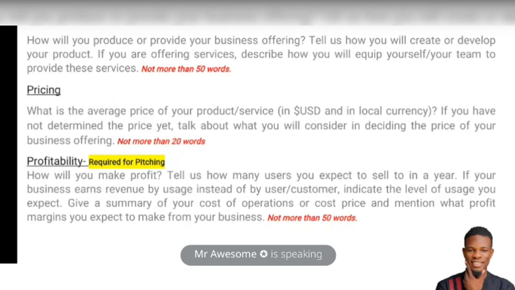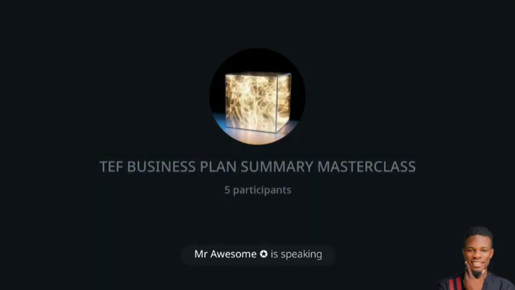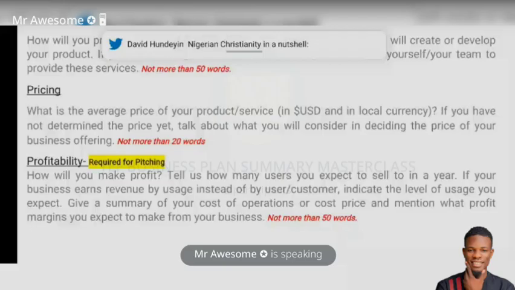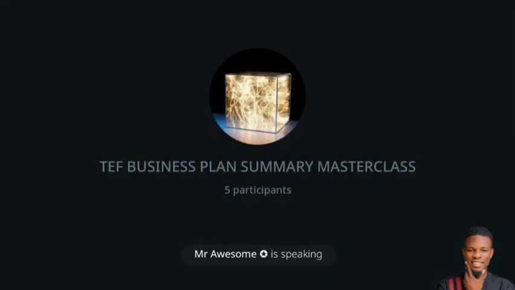Okay, now, cost of operation is different from cost price. Cost of operation are the expenses you make to keep your business running, while your cost price could be the money you spend to get one unit of your product. And then mention what profit margins you expect to make from your business. Okay, when I pull up something I've worked on, I'll explain better how you would work on that profit margin. There's a way to calculate profit margin. So I'm going to pull up a document I've used before, so you would see what I did around that profit margin section.